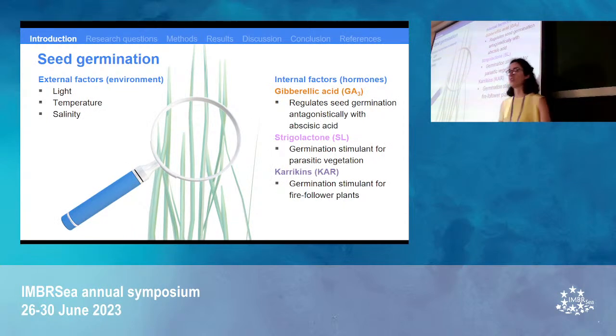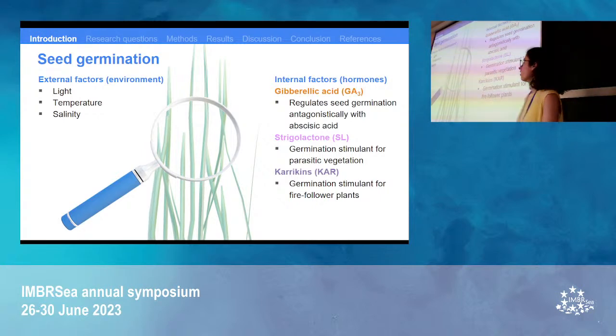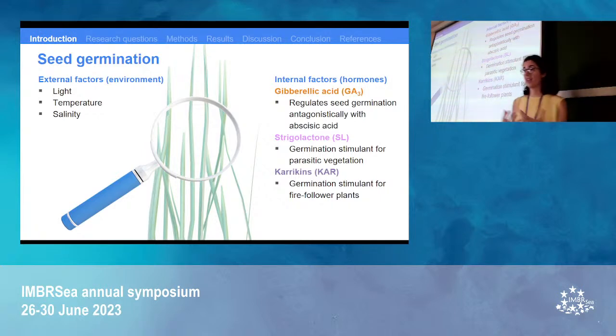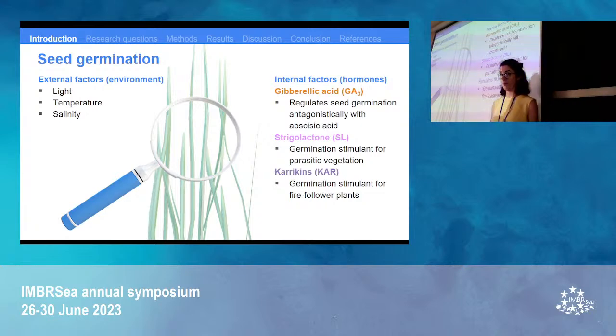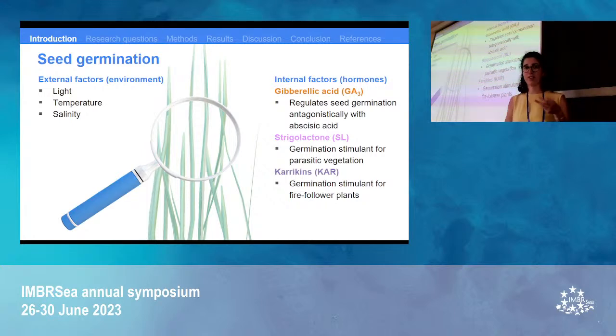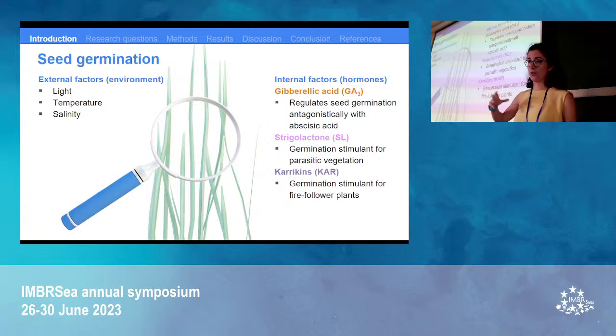To counter this very low germination rate, seed germination can be boosted by tweaking some factors that can be external or internal. For example, among the external, environmental factors, we do know that light, temperature, and salinity send the cues to the seed as to when it's the proper time to germinate. And often these environmental factors are coupled with more internal ones to the seed, for example hormones, which are the hot topic of my thesis. The hormones that you see here, gibberellic acid, strigolactone, and karrikins, were chosen because of their germination-stimulant activities. GA is the best known one. It's often used in agriculture to enhance crop yield.